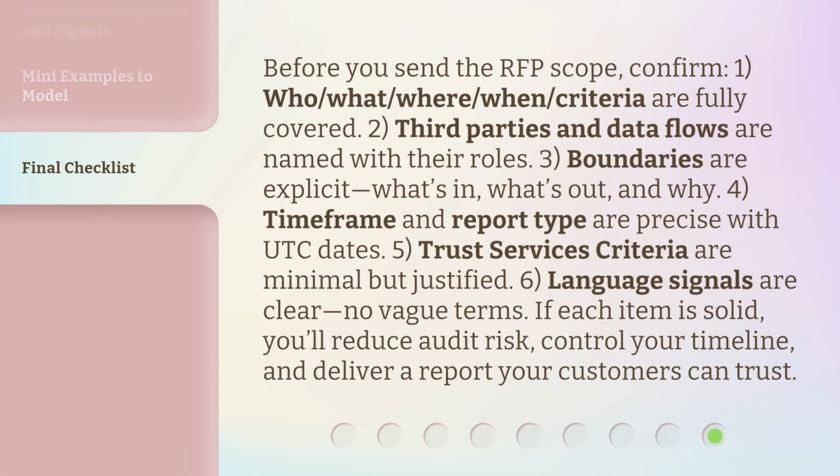Before you send the RFP scope, confirm. 1. Who, what, where, when criteria are fully covered. 2. Third parties and data flows are named with their roles. 3. Boundaries are explicit: what's in, what's out, and why. 4. Timeframe and report type are precise with UTC dates. 5. Trust services criteria are minimal but justified. 6. Language signals are clear, no vague terms. If each item is solid, you'll reduce audit risk, control your timeline, and deliver a report your customers can trust.